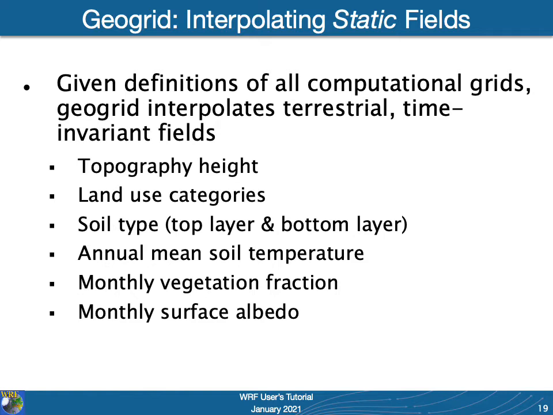So once we've described the map projection on which we'd like to define our model domain, and we've described the geographic location and size and resolution of our model domains, we can then run the Geogrid program. And as we said earlier, the Geogrid program computes latitudes and longitudes for every one of our horizontal grid points. And once it's done that, it can then use global data sets to interpolate fields like topography height, land use categories, soil type, annual mean soil temperature, and quite a few others.